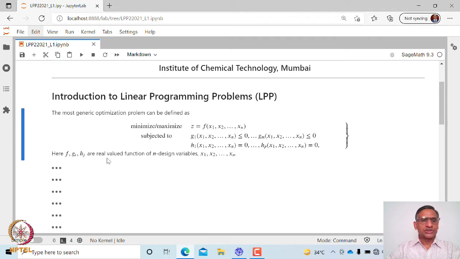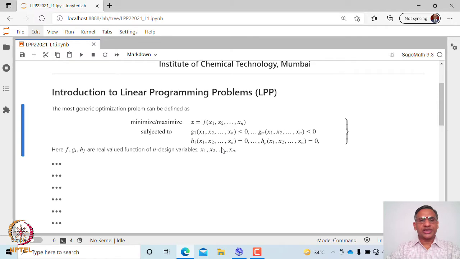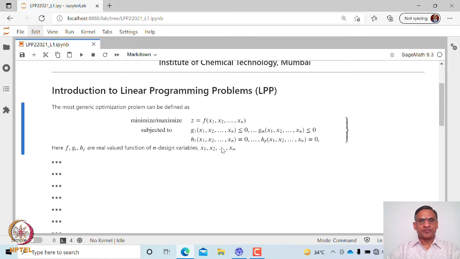Here f, gi and hj's are real valued functions of n variables x1, x2, xn. In this case, this function z equal to f of x1, x2, xn is called the objective function, and g1 to gm and h1 to hp are called constraints. So this is what is called a constraint optimization problem. This is a generic optimization problem.